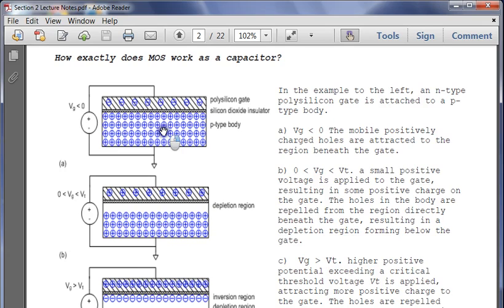And then we're going to reach this magic number called the threshold voltage, where a higher positive potential exceeding a critical threshold voltage is applied, attracting more positive charge to the gate. The holes are repelled further, and some free electrons in the body are attracted to the region beneath the gate. So now we've created what's known as the inversion region. So these are negatively doped. Here we have some electrons, there's some holes, and more holes down here. So we've created an inversion region right at the border of the gate.